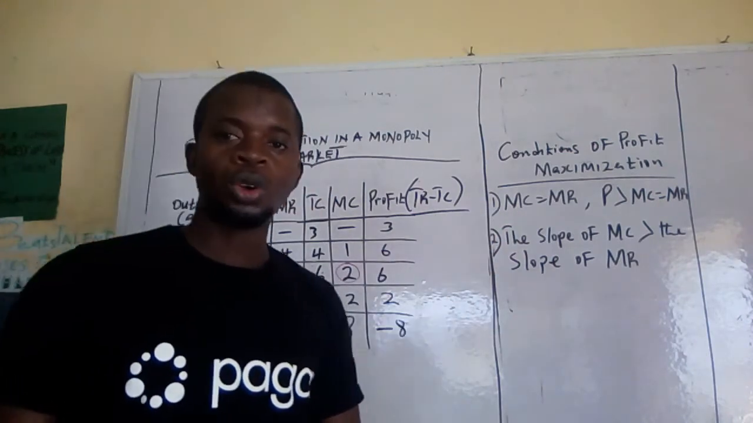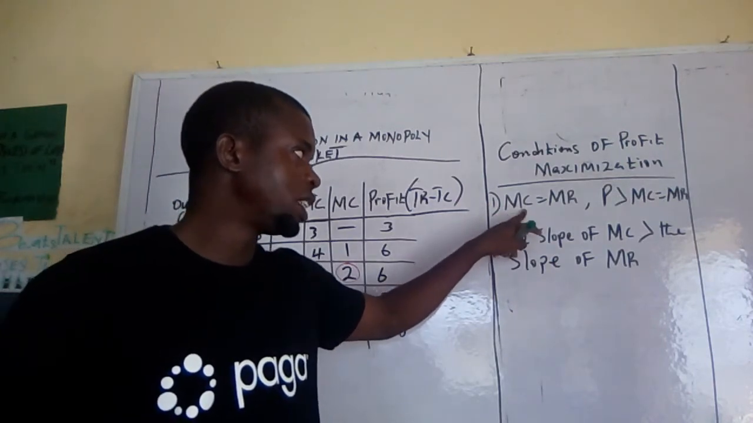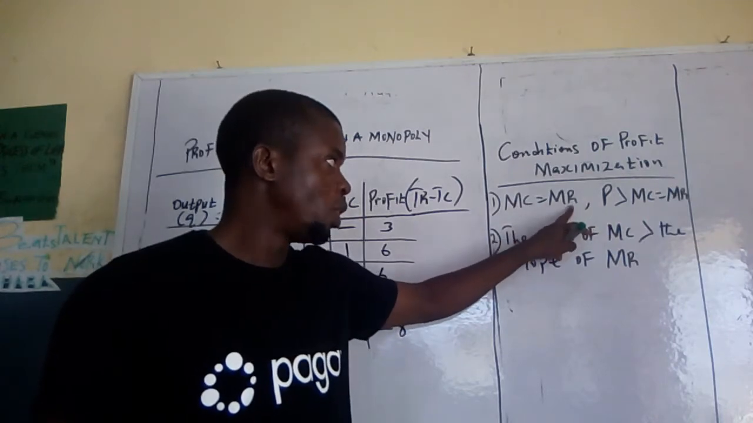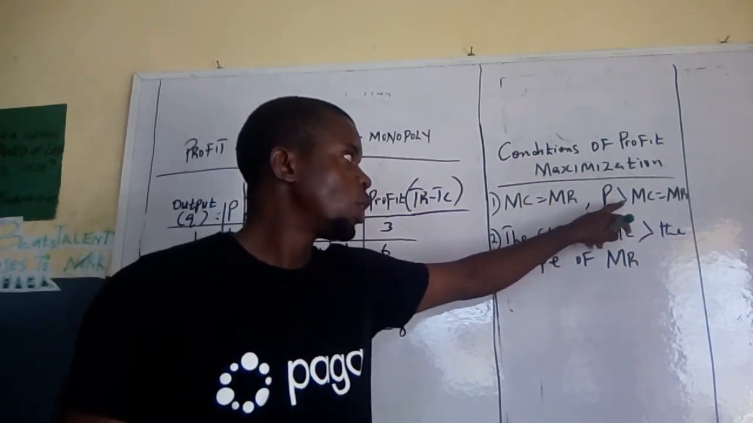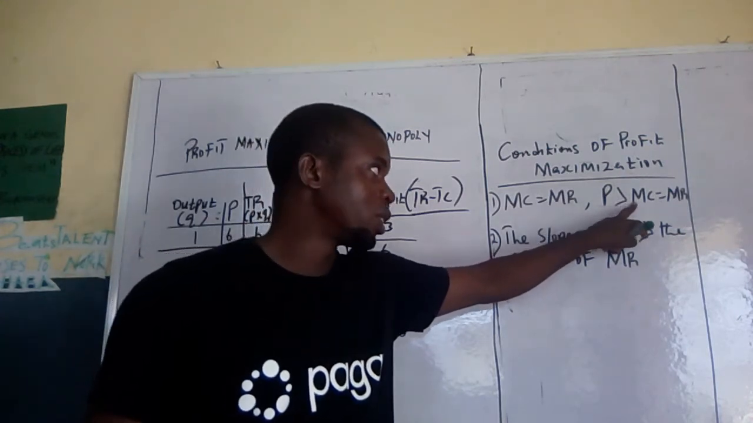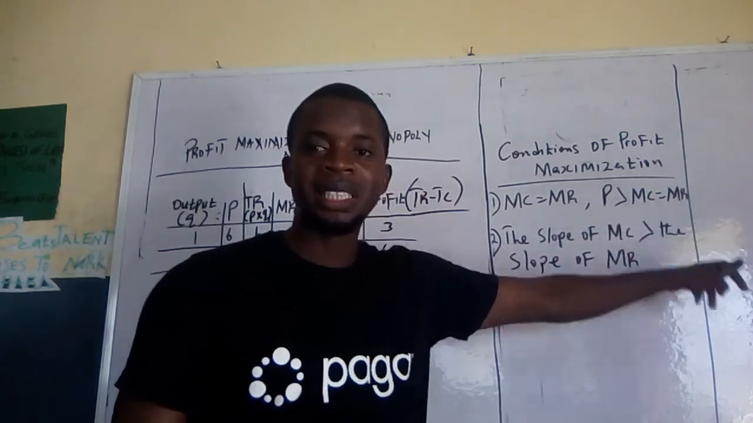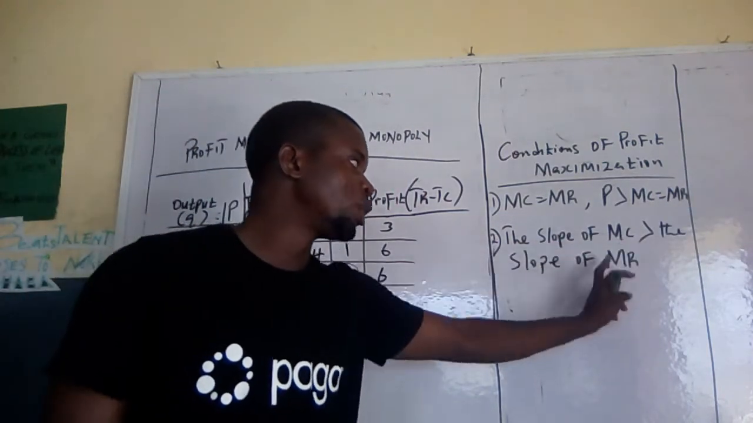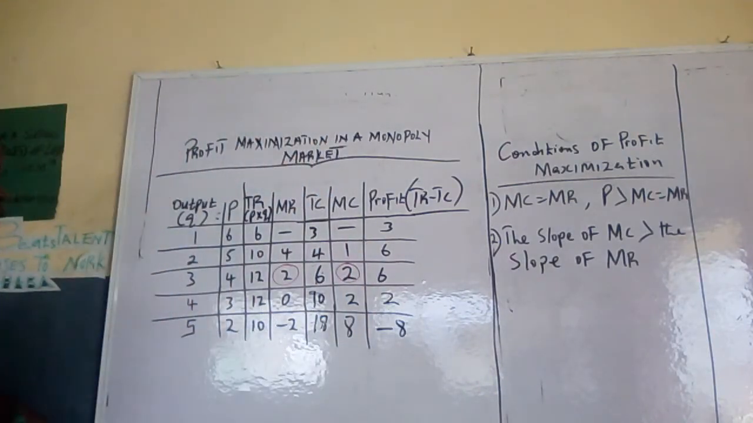There are conditions, of course, to be met. The first is that marginal cost, MC, must equal marginal revenue, MR. Also, at this point where marginal cost equals marginal revenue, price will be greater than marginal cost. Then the slope of marginal cost will be greater than the slope of marginal revenue. So let's use this table to explain it.